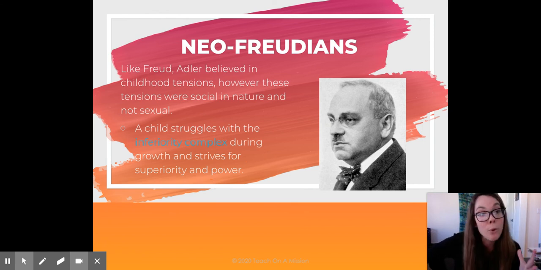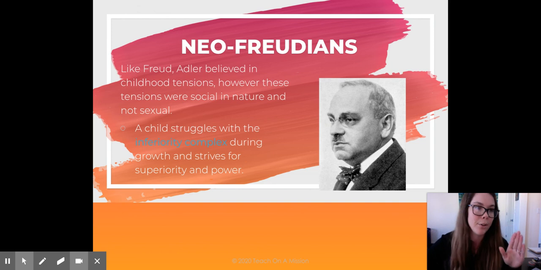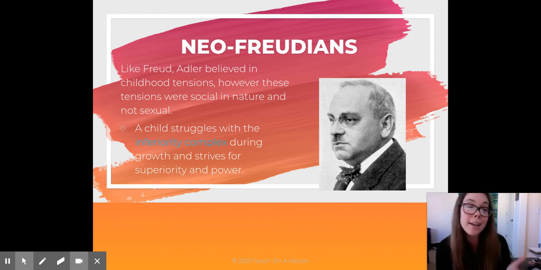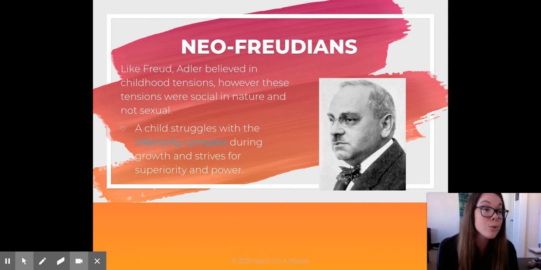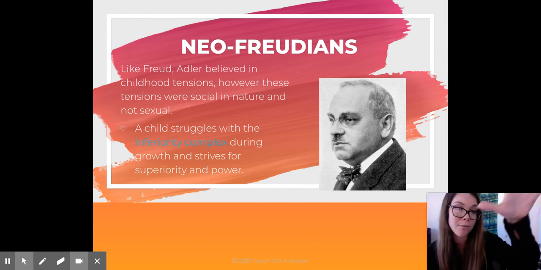So neo-Freudians are people who came after Freud that believe in certain aspects of his theories, but not in others. So a lot of neo-Freudians didn't believe in the child sexual stages that he published, but a lot of people still use id, ego, and superego. So that's why they're called neo-Freudians. They took Freud's work and they branched off of it, right?